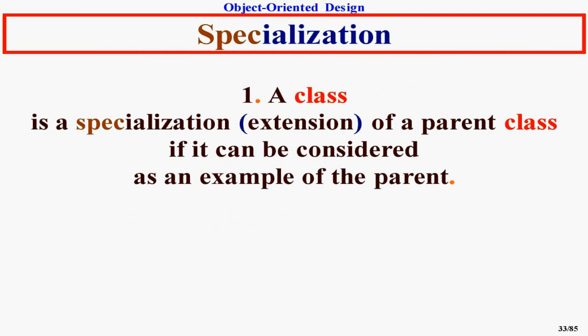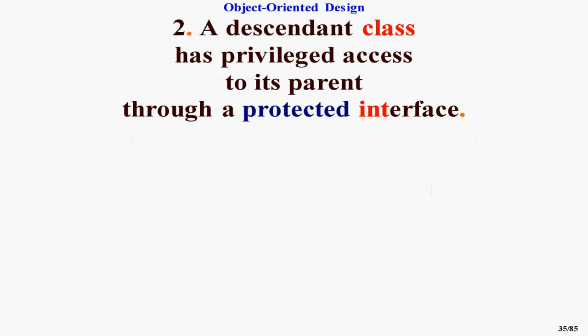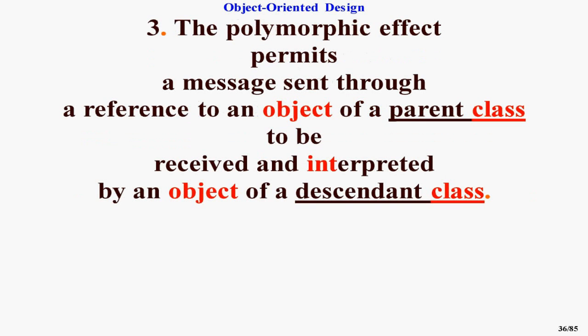Specialization. 1. A class is a specialization extension of a parent class if it can be considered as an example of a parent. Although the descendant subclass normally has additional behaviors not present in the parent superclass, it must respond to the same messages as the parent. 2. A descendant class has privileged access to its parent through a protected interface. 3. The polymorphic effect permits a message sent through a reference to an object of a parent class to be received and interpreted by an object of a descendant class.